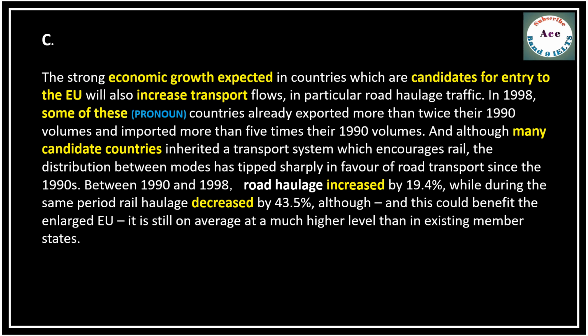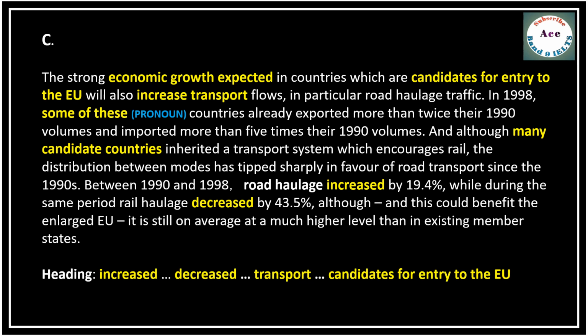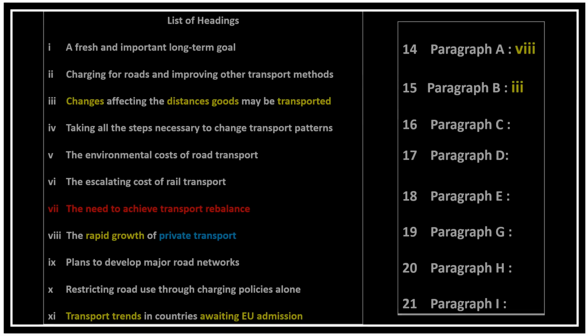Moreover, there are some other keywords such as road haulage increased by 19.4%, rail haulage decreased by 43.5%. So some increases and decreases. That means some changes are also present. So the best option will talk about these keywords. Which option has these keywords? Can we check?